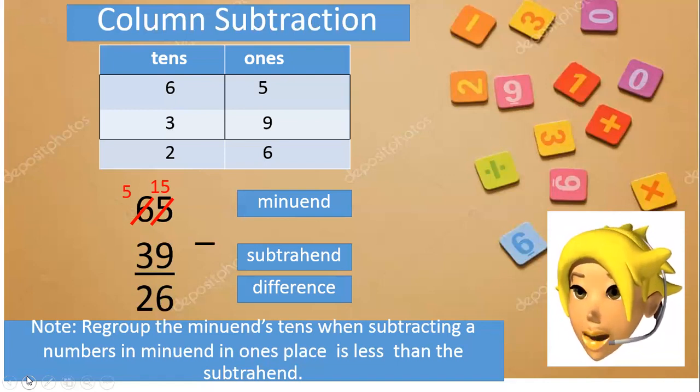We can now proceed in our subtraction. In our ones place, we have 15 minus 9. It gives us the difference of 6. In our tens place, our 5 tens minus 3 tens gives us 2 tens. Therefore, our column subtraction is 65 minus 39 equals 26 as our difference.